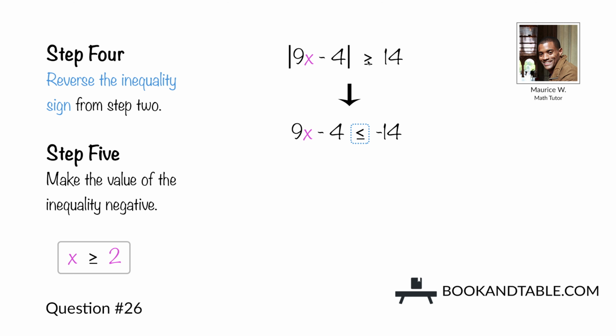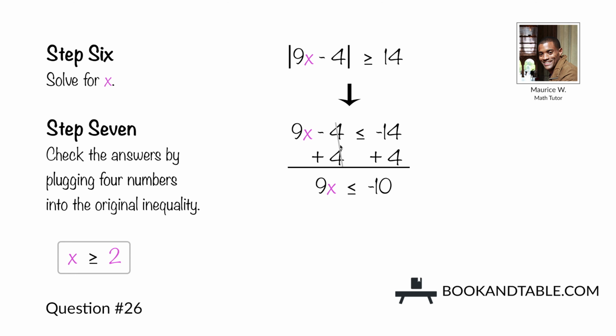Now you reverse the sign, take the negative value of the inequality, and you remove the absolute value sign, and you solve for x. So we add 4 to both sides, leaving you with 9x on the left side, and negative 14 plus 4, which is negative 10 on the right side. To negate this coefficient of 9, we divide both sides by 9, leaving you with x is less than or equal to negative 10 divided by 9, which is negative 1.11. So now we have the two parts of our disjunction.